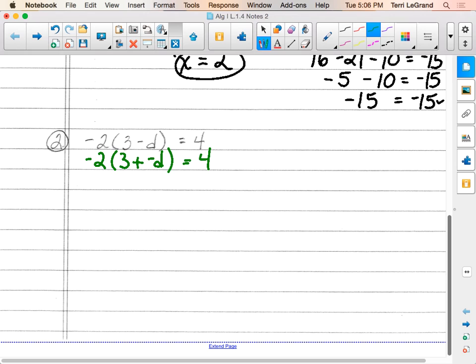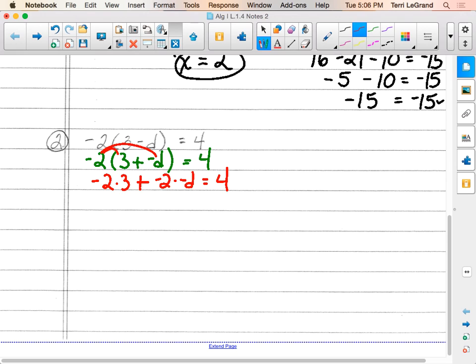Now we see that we have parentheses. We need to do distributive property. We need to do that multiplying. Take that negative 2 times both of the terms inside the parentheses to eliminate the parentheses. So we really have here, and I'm just going to show it in the notes, negative 2 times 3, bring down our plus sign, negative 2 times negative d, and we end up with equals 4.